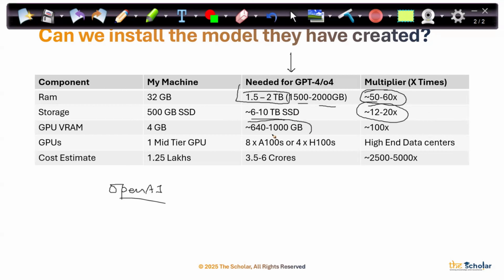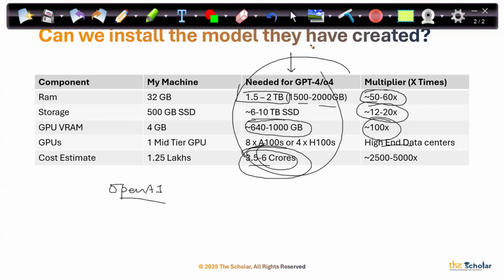How much GPU is required? 640 to 1000 GB of GPU, which is 100 times my laptop, or more than 100 times, I can say. All these various advanced GPUs I want. What will be the cost of that machine? It will cost around 3.5 to 6 crores, right? So if I want a laptop where I can put the OpenAI models, I should have this much money and this configuration, which is not possible, right? It's very expensive. As a company, I can do that, but as an individual, I cannot.